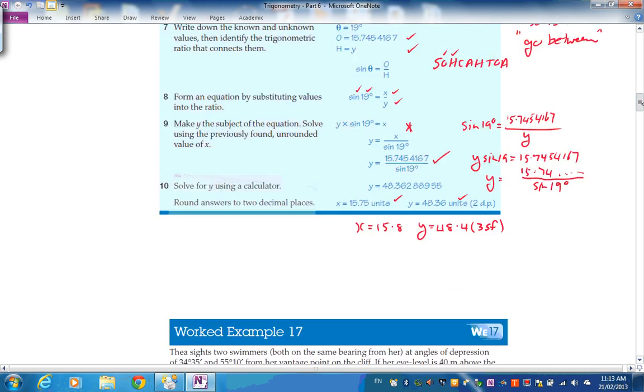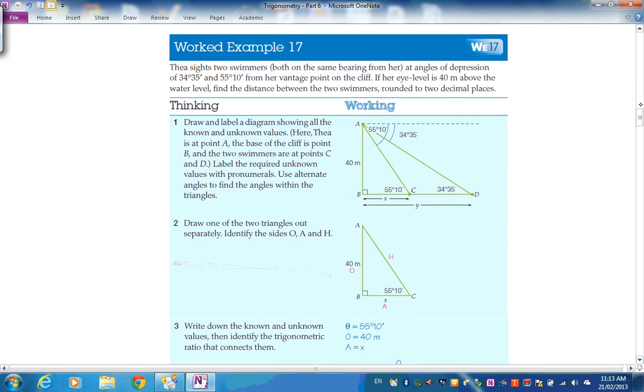All right, do you want to do another one? Let's have a look. Another go-between problem. Thea sights 2 swimmers. Here we are, so this is her up here. I would rather call that T for Thea, but anyway, and she sights 2 swimmers at angles of depression, so she looks down, and so that's going to be equal to this one, isn't it? Alternate angles. Then she has to look further down to see the other one, and so that's going to be equal to that, alternate angles, remembering horizontal lines here are parallel.